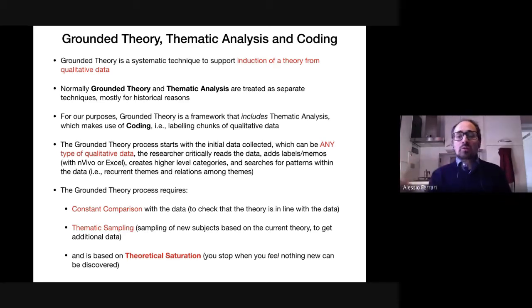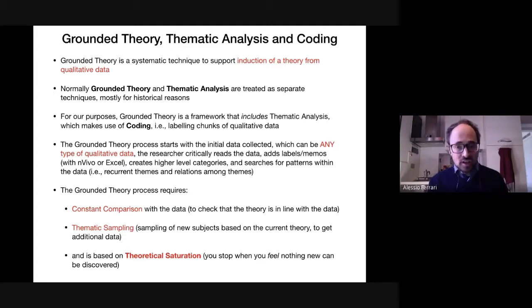So you take excerpts of your data, you place them in Excel, and in one of the columns you write your codes. Then, based on these codes, on the identification of these concepts, we create higher level categories, and afterwards you search for patterns within the data, so recurrent themes, relations among themes, etc. So this is the approach that is normally used.